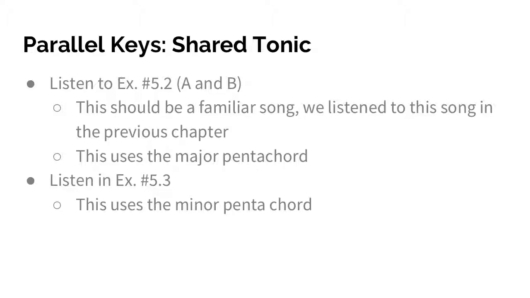Now let's compare it to a minor key. So listen to example 5.3. Pause the video now. So this example uses the minor pentachord, or the minor key of E. So in 5.2, this is the E major scale pentachord, and then in 5.3, it's the E minor pentachord. And if you look at letter B of 5.3, you'll see the minor pentachord there, which is do, re, me, fa, sol, which is whole, half, whole, whole. And the minor pentachord lowers the third scale degree.